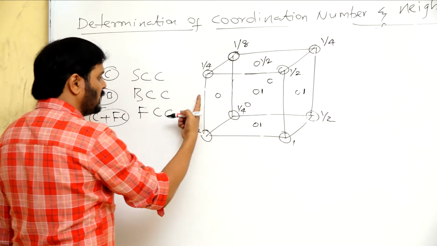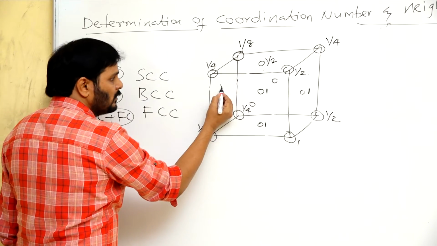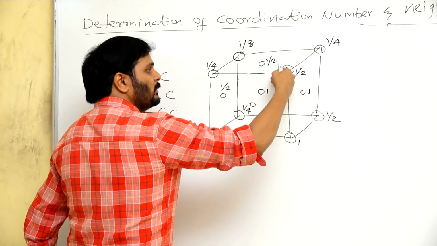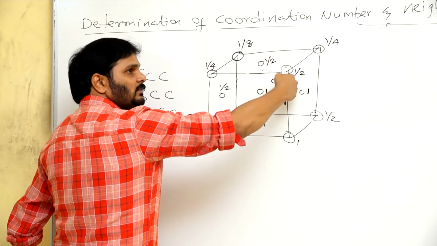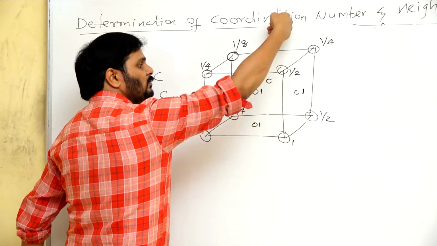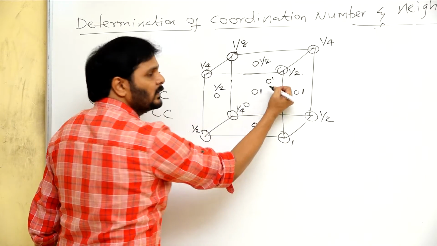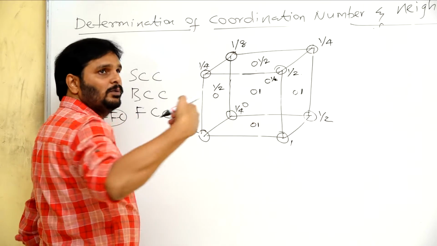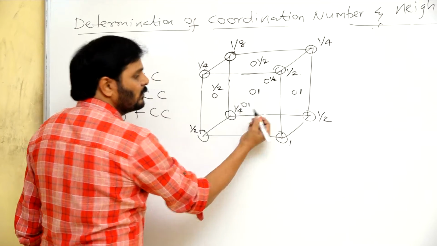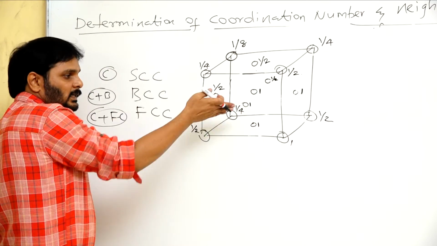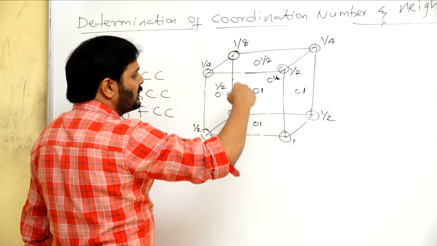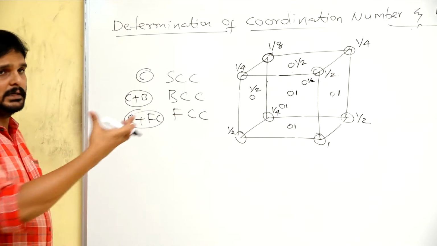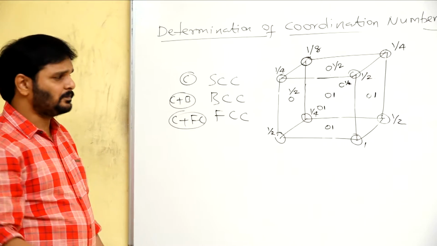Again, this is a wall common to 1 more room here. Now contribution 1 by 2. Now this is a face, back side. This is a face wall, common to 1 more, and here also you have 1 by 2. Face center pointing towards you, only 1, no other room here. So this is about the contribution of atoms located at different lattice points.